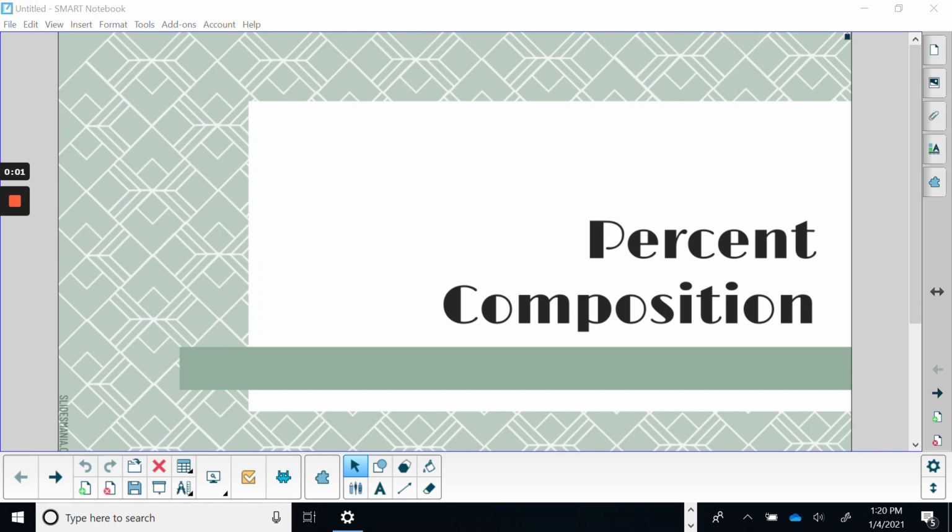Alright guys, so today we're going to go over percent composition. This is going to be a big review over what we did before we went on Christmas break for the most part, going over molar mass and how to calculate the molar mass of compounds, and then we're just going to add a little bit to it.